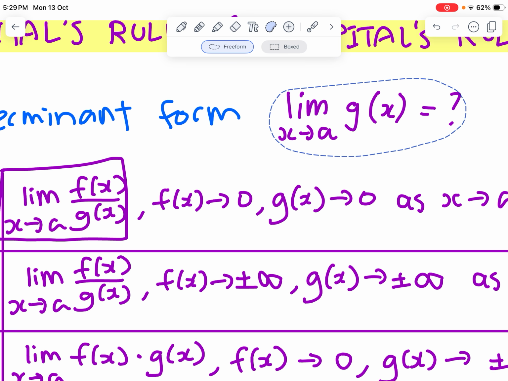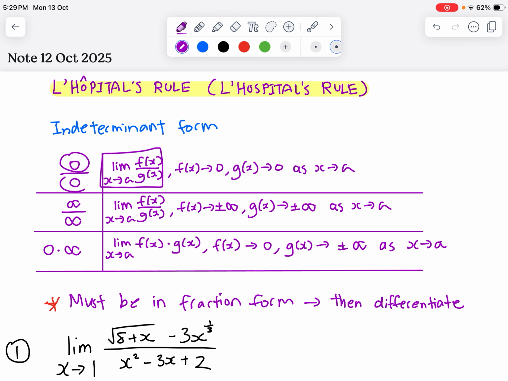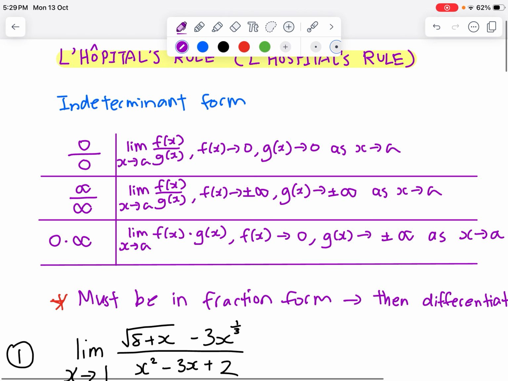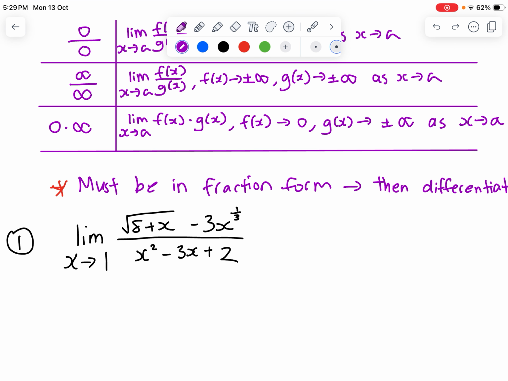What we mean by 0 over 0 is if the limit as x approaches a of f of x is equal to 0, and g of x is also equal to 0, then that's 0 over 0. The same goes for infinity over infinity and 0 times infinity in the form of f of x times g of x. I know this is kind of confusing at first, but once we apply it, it'll make much more sense. So for our first question, let's try it out.